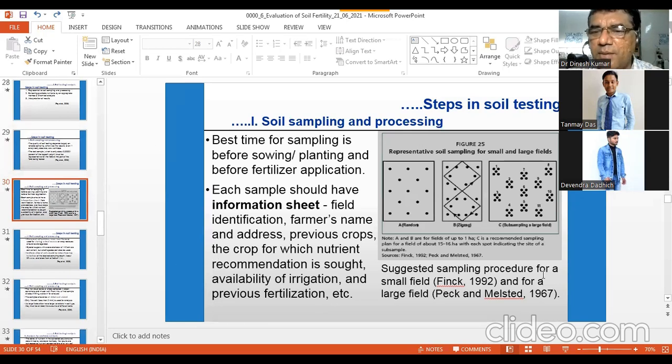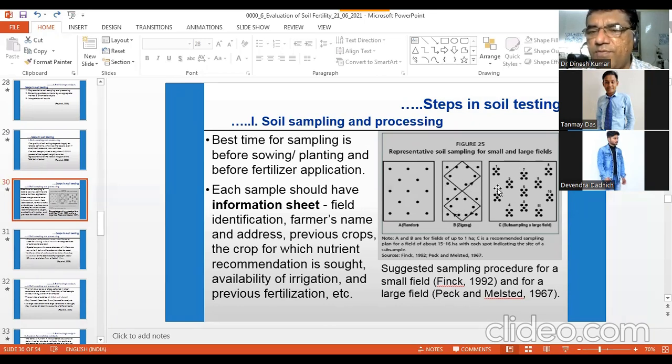And you can see the suggested sampling procedure for a small field by Fink 1992, and for a large field. This one is for 1 to 2 hectares. You need to take so many cores or soil samples. For 1 hectare, you can see this pattern of sampling. It is covering almost all parts of the field. Similarly, this zigzag pattern is also covering the whole field. The dots inside this can be sampled.